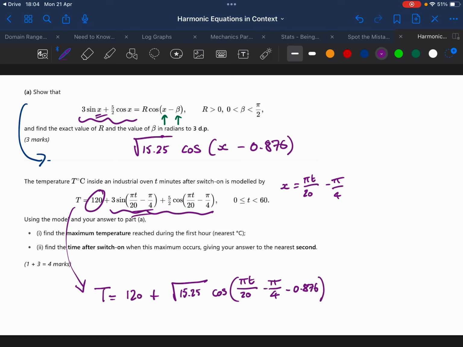What would the maximum temperature be? Okay, well, this has changed the question slightly. I didn't want the question to be this hard. I'm not sure if that's actually going to be that much of a problem, but let's just ignore that one for the sake of the demonstration. So the highest temperature that you could get would be 120 plus root 15.25 again, because ultimately it's a cos graph, and cos graphs are limited to 1 and minus 1 multiplied by whatever the number is on the front.